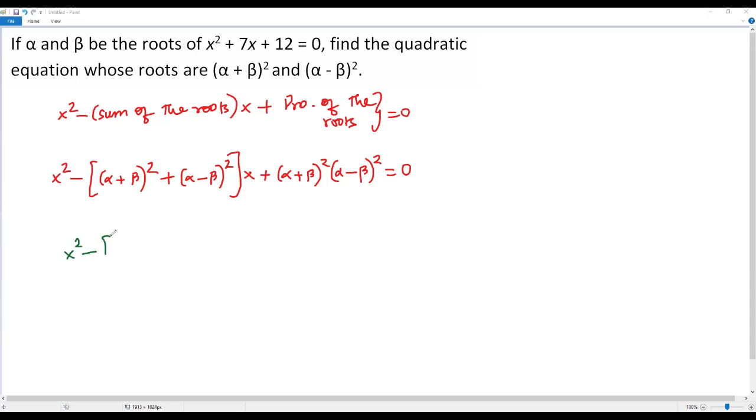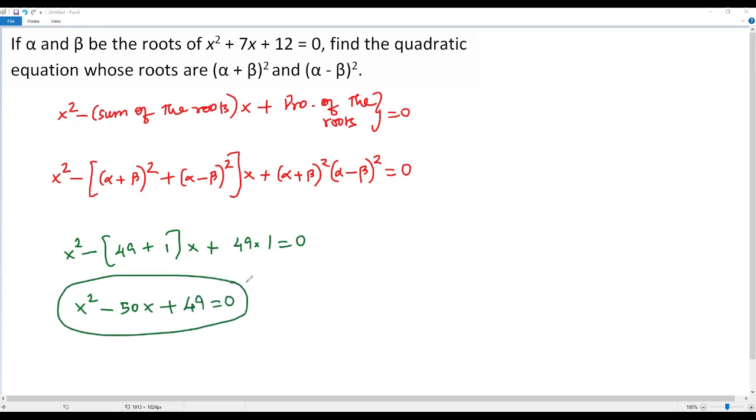x² - , and we know that the value of this one is 49, and the value of (alpha - beta)² is just 1, times x. Then we have +, and for this one we have 49 times 1 equals 0. Then we get x² - (49 + 1) which is 50, so 50 times x, that is x² - 50x + 49 times 1, which is 49, equals 0. So this is the quadratic equation which has two roots, (alpha + beta)² and (alpha - beta)².